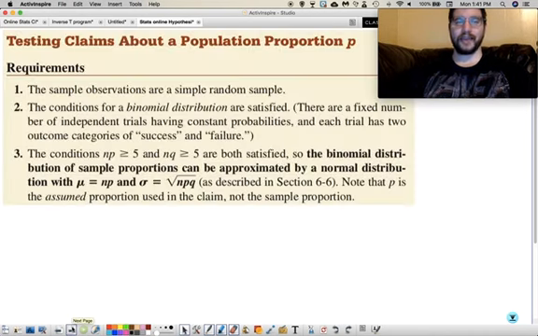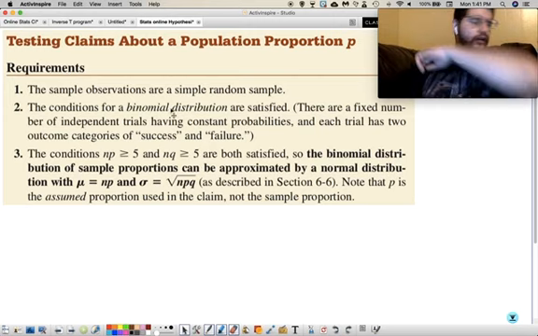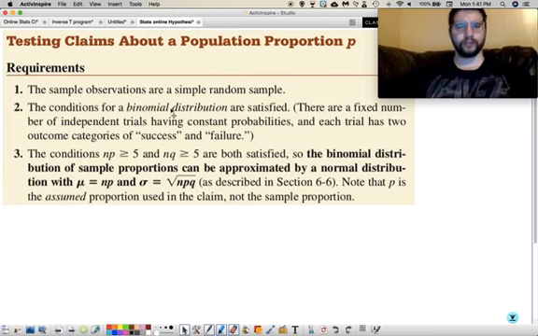Now let's talk about actually testing a claim, a hypothesis test, starting with the proportion P. We're going to do a p-test today. The sample observations are a simple random sample. This is the same requirements to use the p-interval because we're approximating the binomial with a normal. So binomial conditions are satisfied, and n times p is greater than 5, n times q is greater than 5.